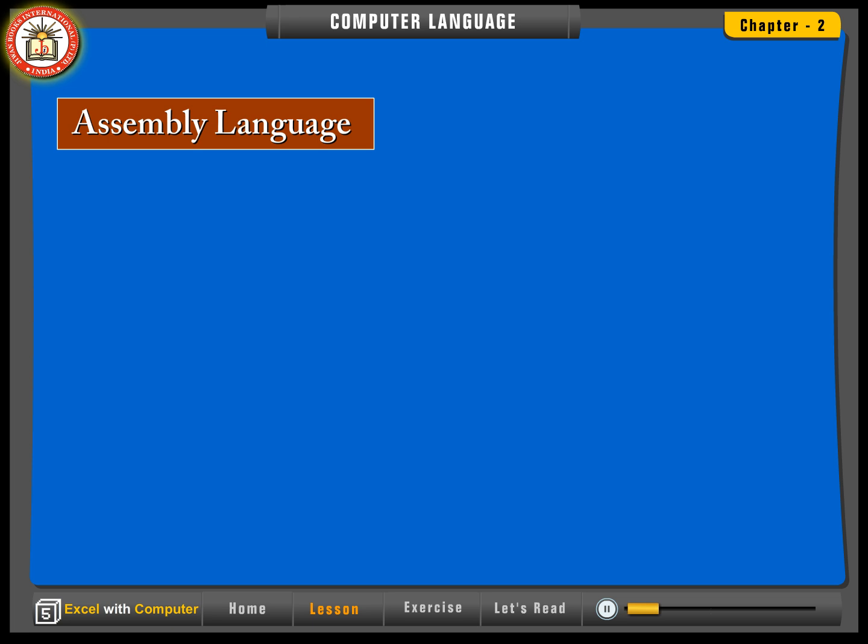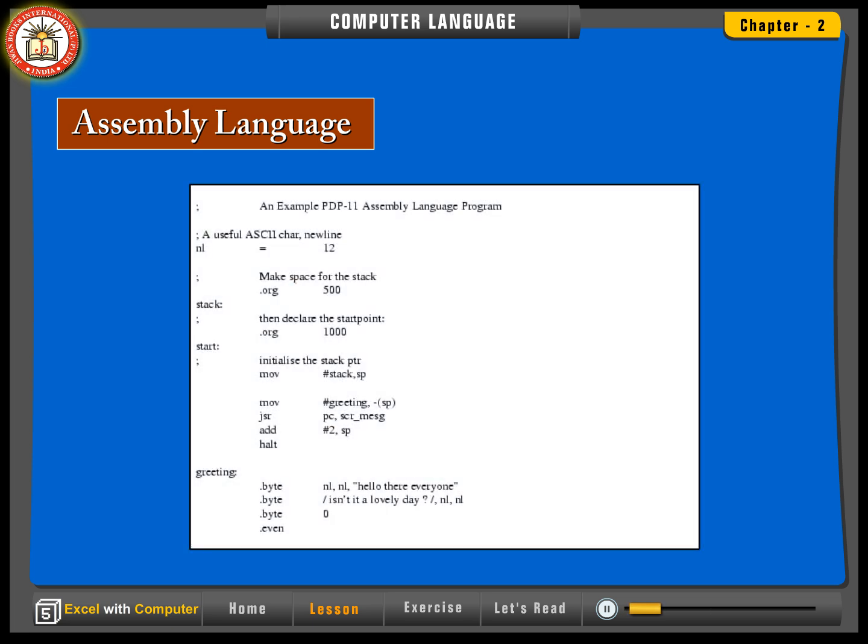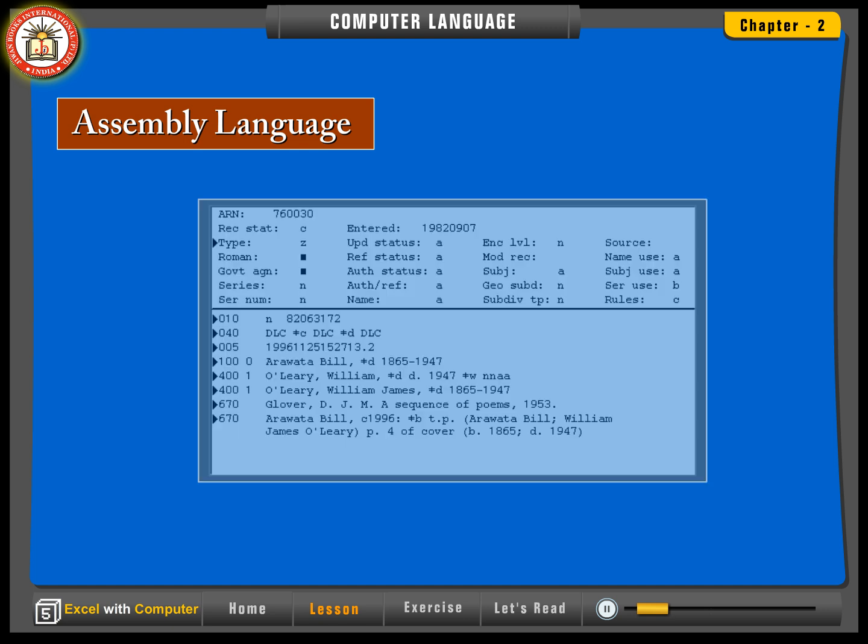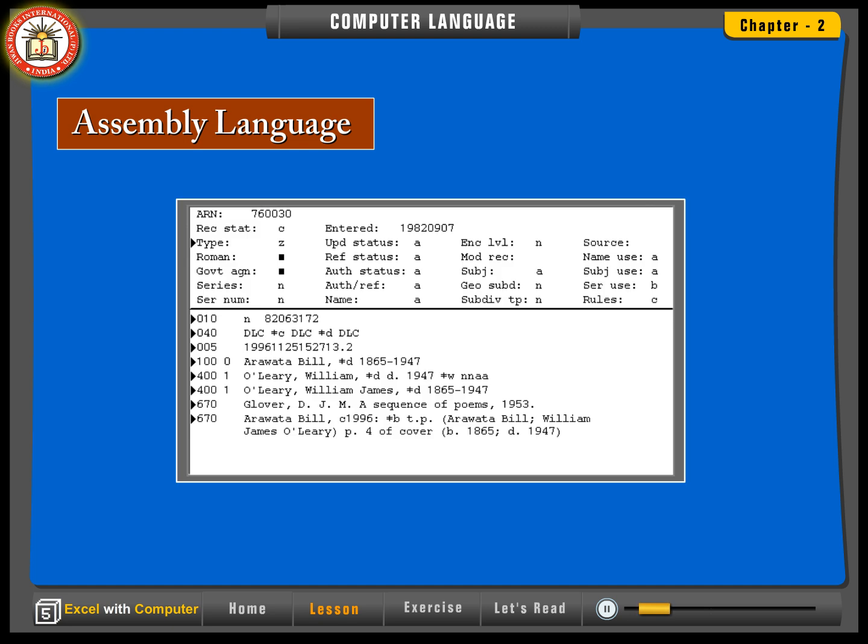Assembly language. This is another low-level language in which operation codes are given in the form of alphanumeric symbols instead of 0 and 1. These symbols are known as mnemonic codes, which are short sequences of letters like A for addition, C for comparison, L for loading, and M for multiplying. It is also known as symbolic programming language.